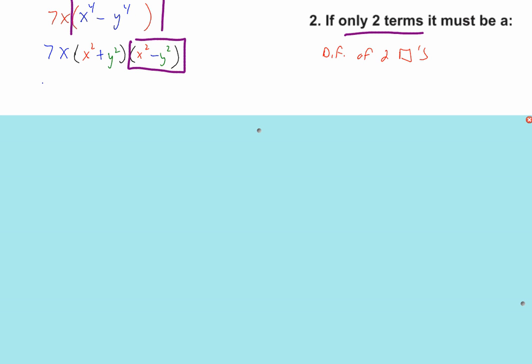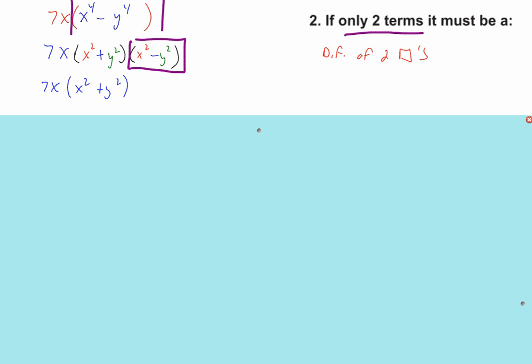So we still have 7x. We still have the parentheses x squared plus y squared, correct? And now we're going to factor the box. Do you concur? Look, it's two things. It's either a difference of two squares or nothing. The first one was nothing. It's not a difference of two squares. The second is. How do you factor a difference of two squares?